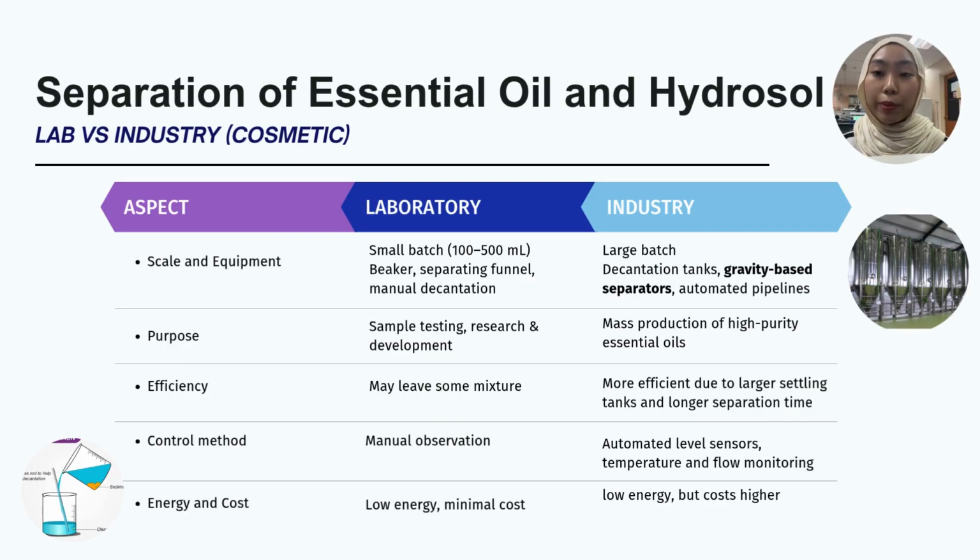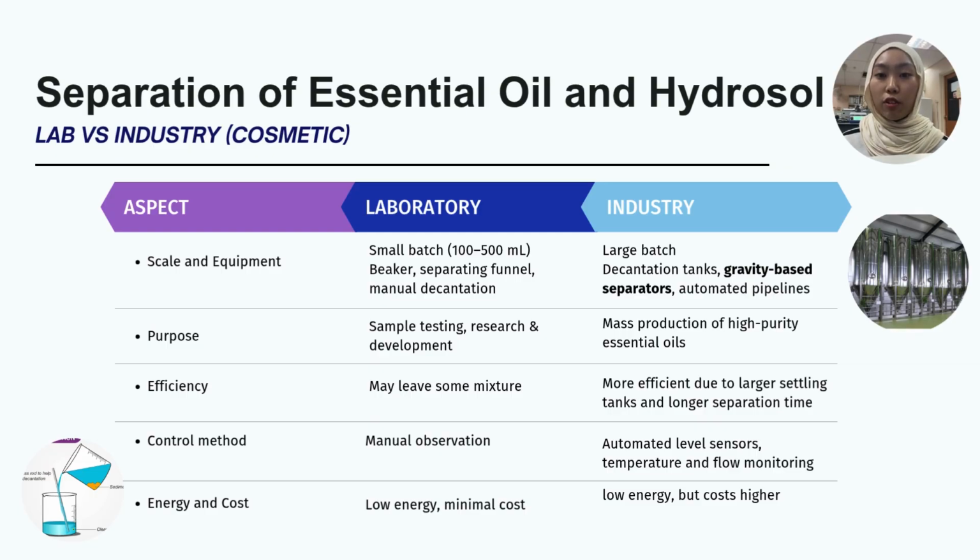Next, what are the differences in separation of essential oil and hydrosol in cosmetic application, lab versus industry? For the aspect of setup, the lab uses small batches in beakers, separating funnels and manual decantation. Meanwhile, the industry uses decantation tanks and automated pipelines. The second one is purpose: for the lab, it is generally for sample testing, research and development. Meanwhile, industry is for mass production of high purity essential oils.